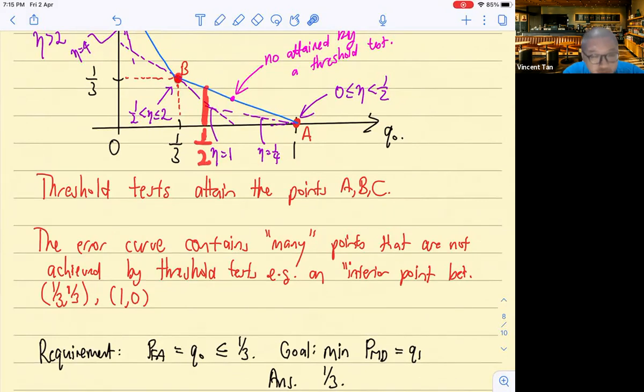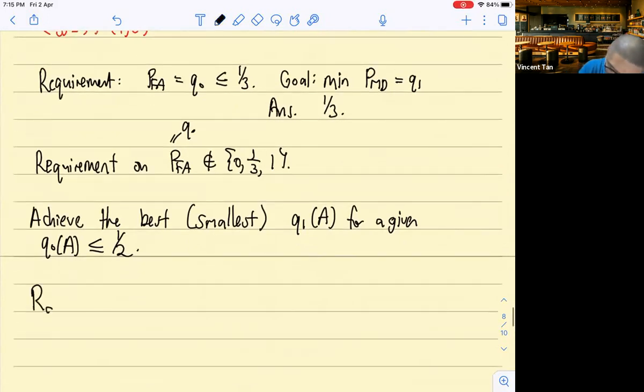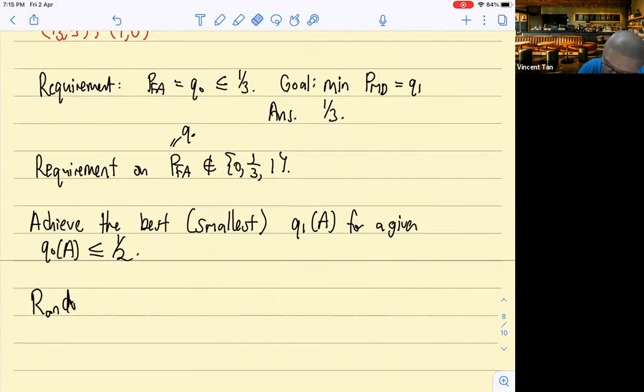Now, you can use this threshold test here, but it seems that you can do better, right? You can do better because you can achieve this particular point here, which is strictly smaller than 1/3. And that is the point that you should use. So the idea here, in this case, is to randomize. Okay, let me write this properly. The idea here is to randomize between two tests.